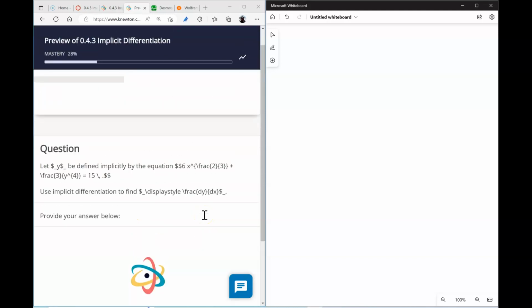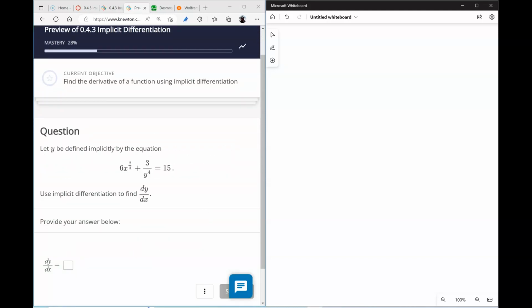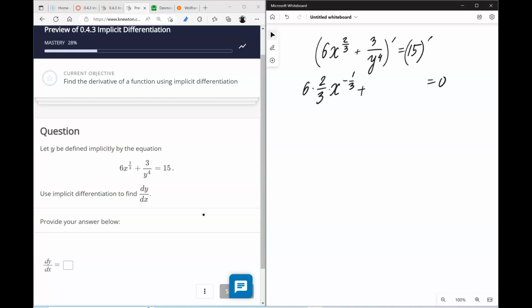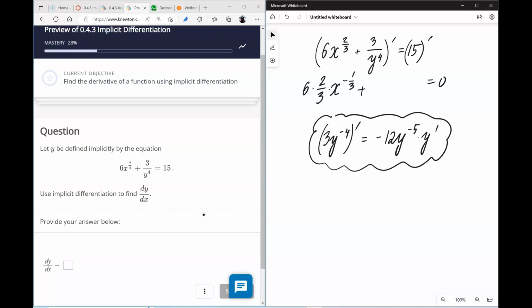While it's loading. Oh, it's loaded already. So again, all implicit differentiation problems are pretty similar. Differentiate both sides. On the right side we get 0. On the left side we use the linearity first. So we have 6 times 2/3 x to the power negative 1/3. Here we have 3y to the negative 4. So this is what we have. And we're going to use the power rule. So this is just a thought here. So this goes here.